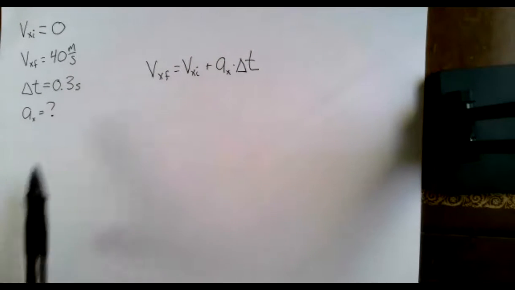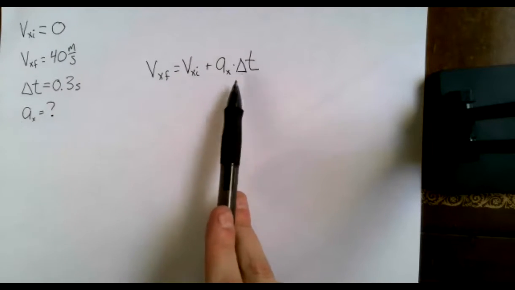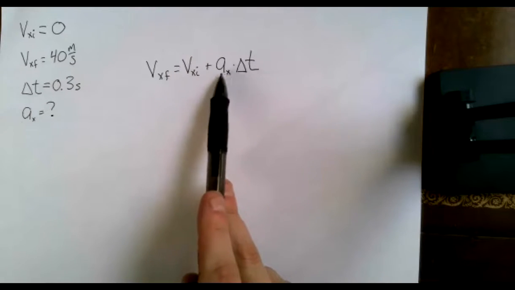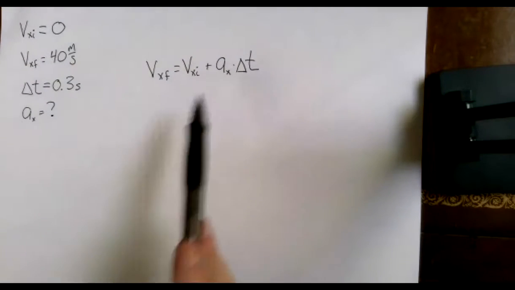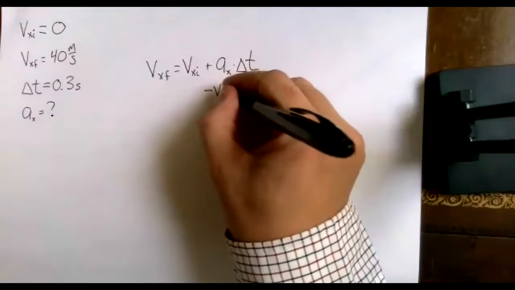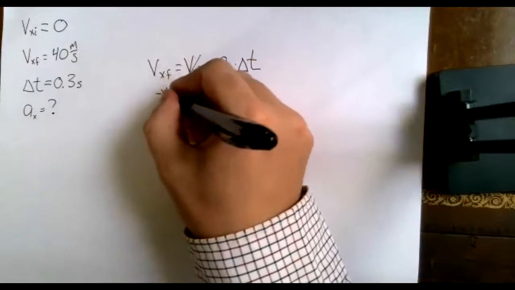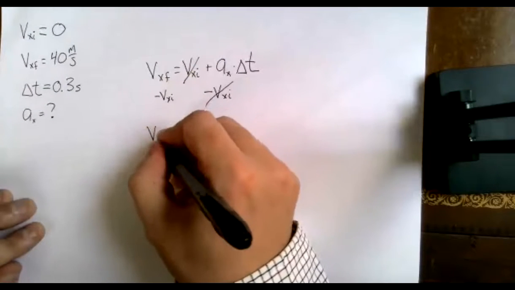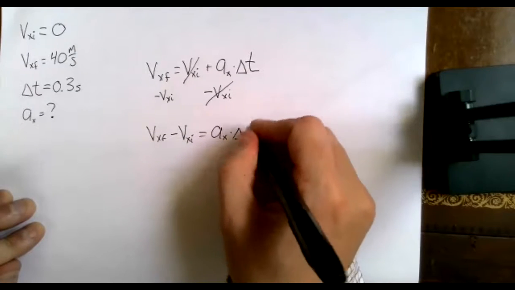And the unknown here is acceleration, so I do need to rearrange this equation to get acceleration by itself. I can do that in 2 steps. What's the first step I should do if I want to get this piece of the equation by itself? We have to subtract the initial velocity. Right, thank you, Jose. So if we do that, Vxi minus Vxi on that side cancels out. And on this side, we now have V final minus V initial equals acceleration times time.